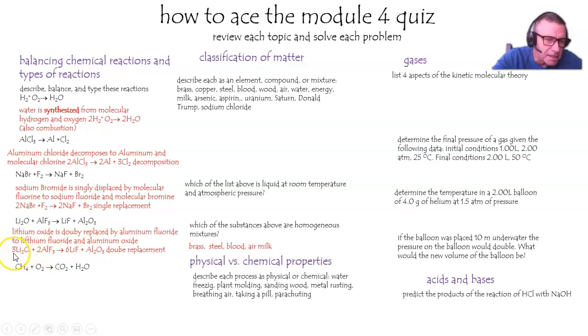How about if I do this? Check that this is balanced. Lithium, 6 and 6. Oxygen, 3 and 3. Aluminum, 2 and 2. Fluorine, 6 and 6. Just go through each one, correcting as you go until they're all balanced here. Nothing shows up twice, so it doesn't matter what order you do it in. Type of reaction, double replacement.